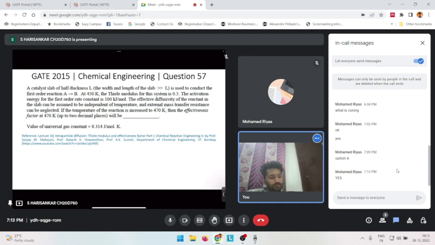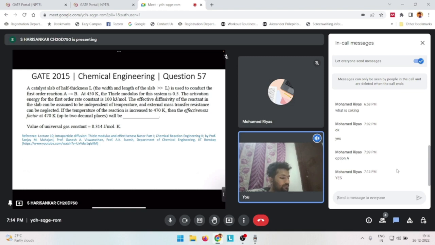This is a question from GATE 2015 from Chemical Engineering, question number 57. A catalyst slab of half thickness L, the width and length of the slab are very greater than L, is used to conduct the first order reaction A giving B. At 450 Kelvin, the Thiele modulus of the system is 0.5. The activation energy for the first order rate constant is 100 kJ per mole.